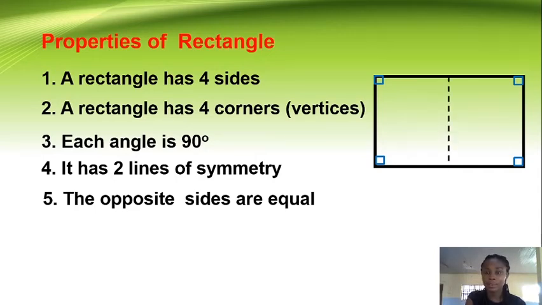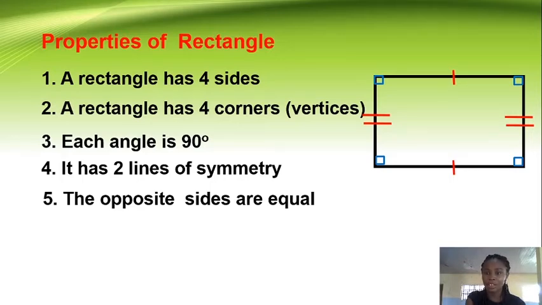So, next, line of symmetry 1, line of symmetry 2. A rectangle has two lines of symmetry. Do not call it 4, it is 2. Two lines of symmetry.